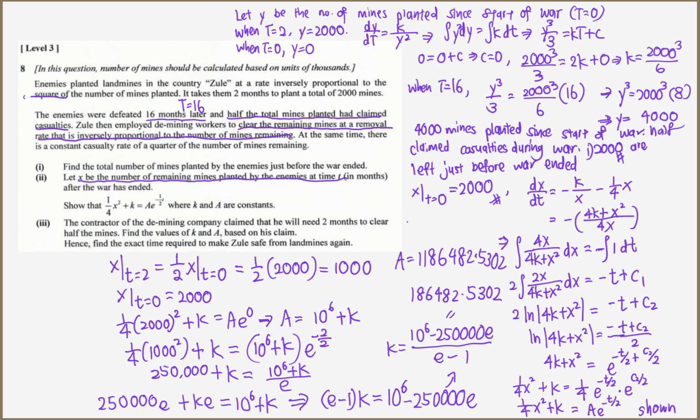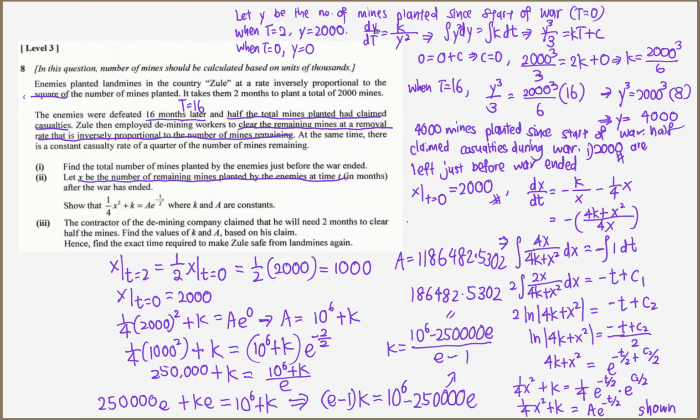So the answer should be, okay, let y be the number of mines planted since the start of the war. So when t equals 2, that means it's 2 months, there are 2,000 mines planted. When t equals 0, of course, the war hasn't started, so there's no mine, so y equals 0.